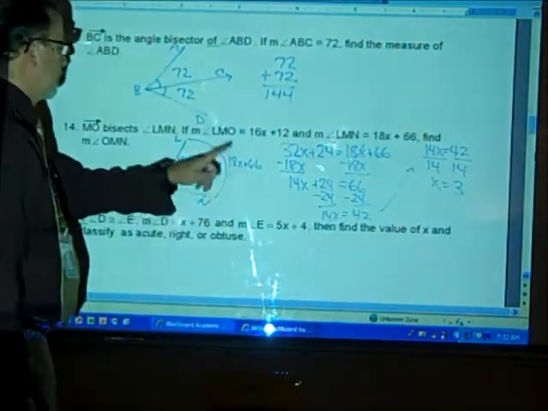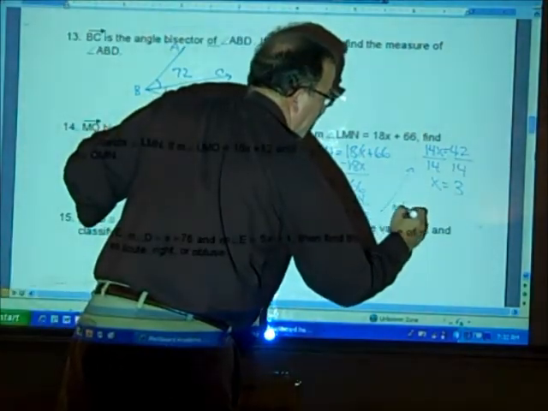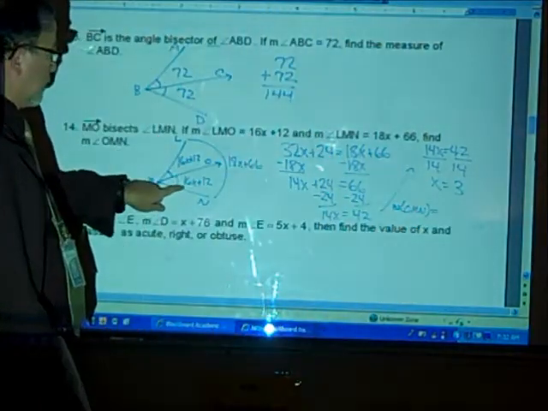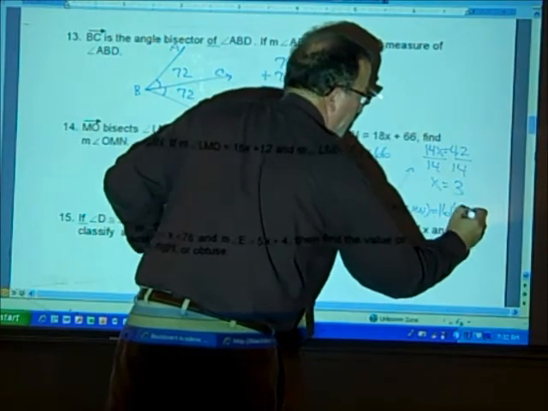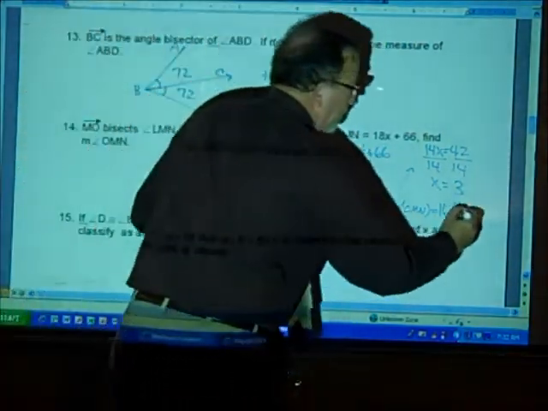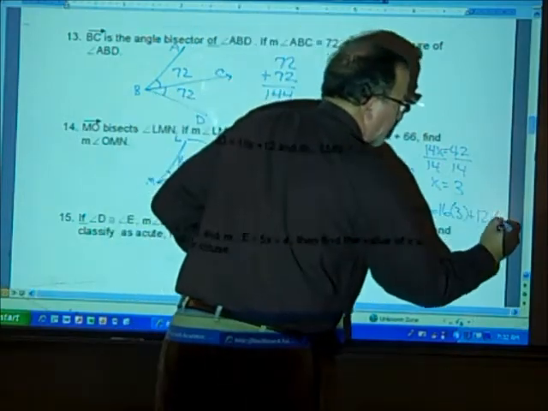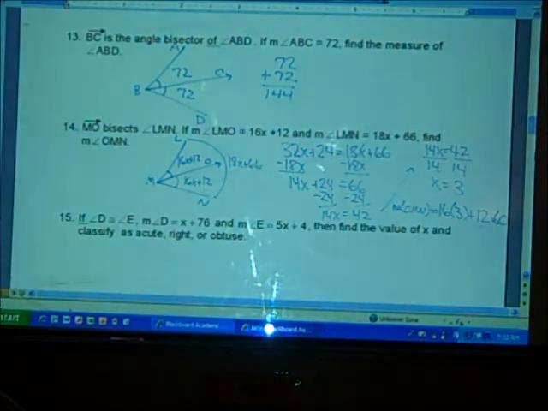We had to find the measure of OMN, and we know that the measure of angle OMN is equal to 16 times x, which is 3, plus 12. We do all that, that's 48 plus 12 is 60. So the measure of angle OMN is 60.